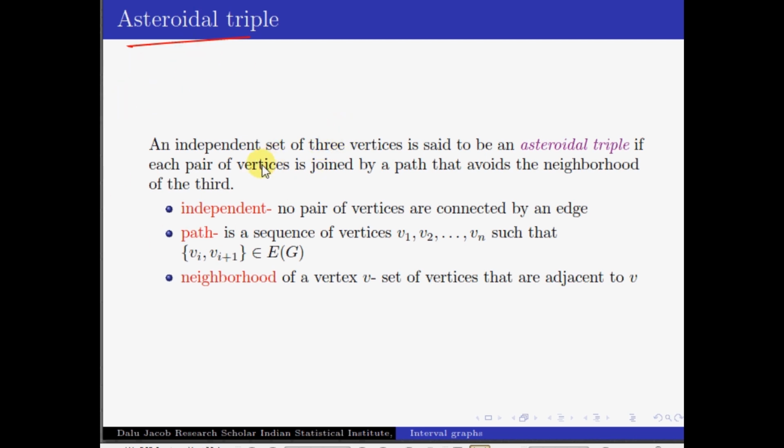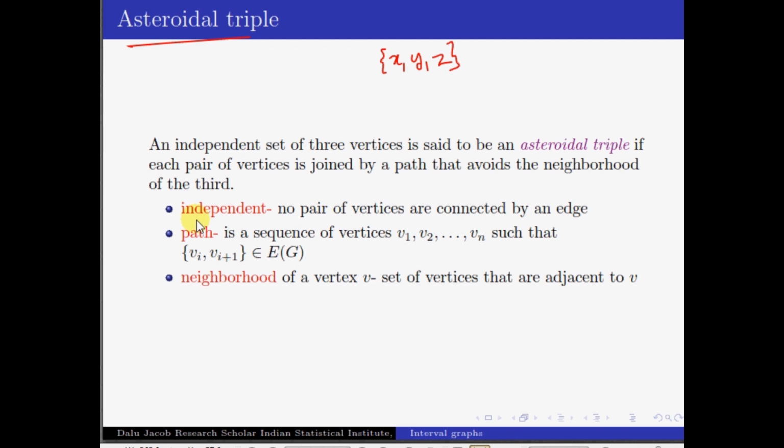An independent set of 3 vertices is said to be an asteroid triple if each pair of vertices is joined by a path that avoids the neighborhood of the third. So here I have to elaborate some of the definitions. As its name indicates, an asteroid triple must be a triple of vertices. So suppose x, y, z are a triple of vertices. Then some conditions must be there to qualify as an asteroid triple. The first condition is that first of all they have to be independent.